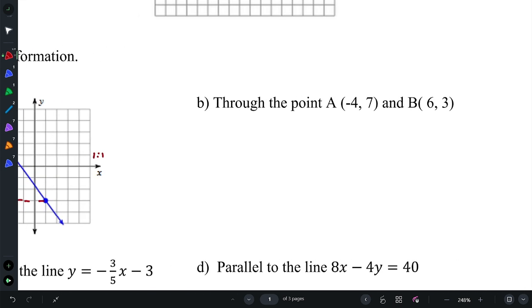The next one says, find the slope of the line that goes through these 2 points. Okay, I'm just going to take the 3 minus 7, and that will be over 6 minus negative 4. 3 minus 7 is negative 4, and that's going to be over positive 10, which reduces to negative 2/5. Negative 2/5.